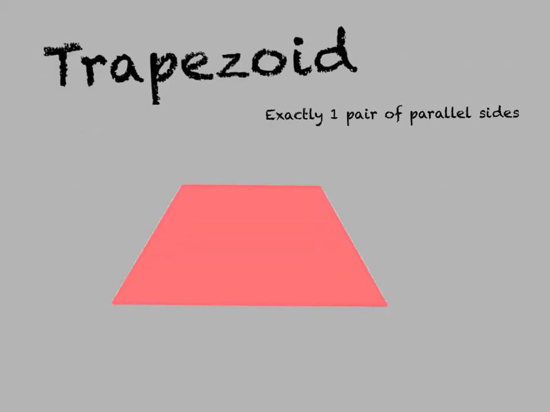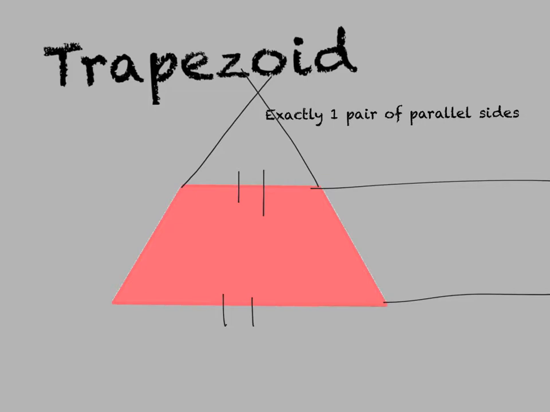Now, a trapezoid is a subcategory of a quadrilateral. A trapezoid is defined as a shape that only has 1 pair of parallel sides. So as you can see, this is 1 pair of parallel sides because if you keep running these lines up, they will eventually run into each other. The parallel sides will go on forever without actually touching each other.